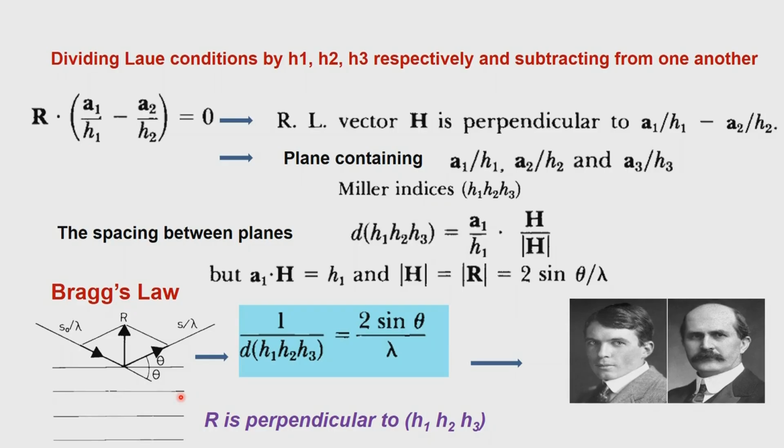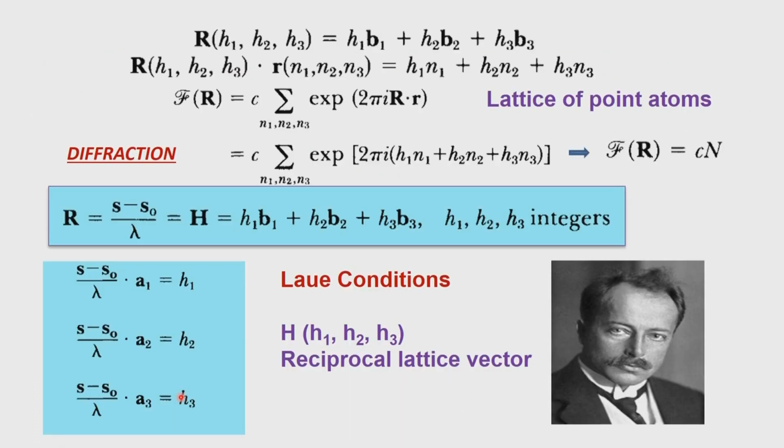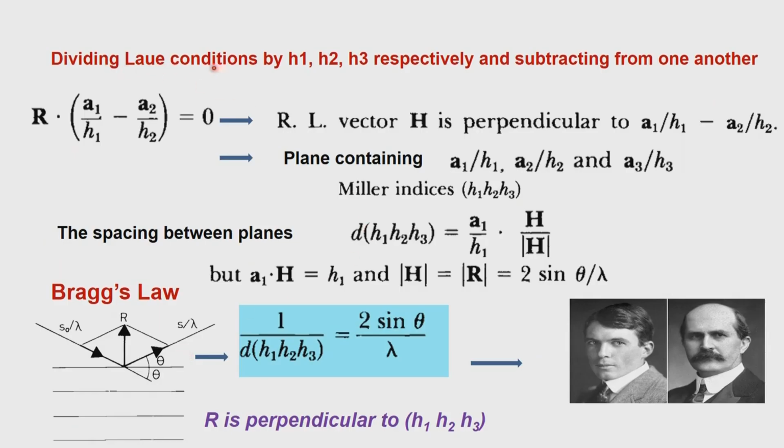Then the famous work of Bragg and Bragg, father and son, came up, and essentially we start from Laue's condition. We start with these 3 conditions, and then we divide the Laue conditions by H1, H2, H3 respectively, and subtract from each other. So, take the Laue condition, divide by H1, H2, H3, and subtract. We get R dot (A1 by H1 minus A2 by H2) equals 0.